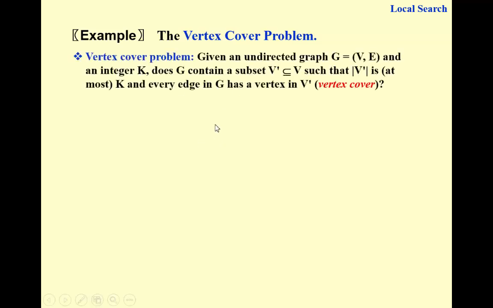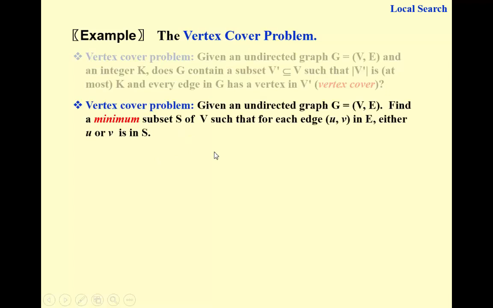So first example is the vertex cover problem. There are actually two versions of the problem, the decision version and the optimization version. And this is the decision version. So given an undirected graph and the integer k, does this graph contain a subset of the vertices such that the size of this subset is at most k and every edge in G has a vertex in V prime, which means V prime is the vertex cover that covers every edge.